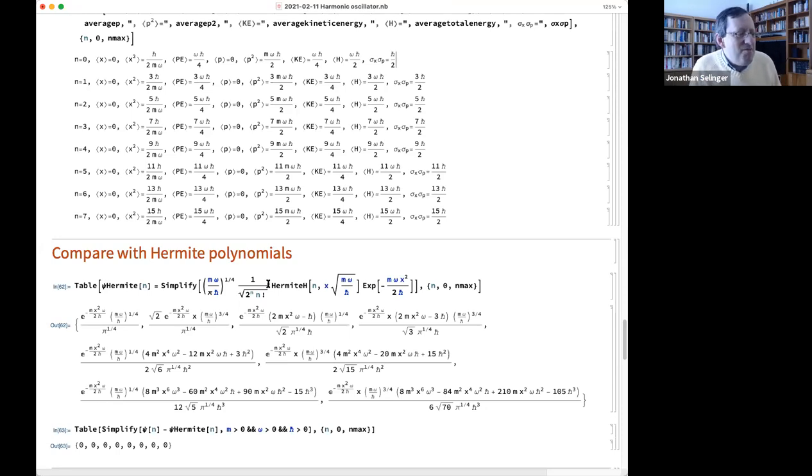But these are Hermite polynomials. The book tells you all about Hermite polynomials. Mathematica actually knows about Hermite polynomials, and so I can tell Mathematica to make a table of Hermite polynomials. And sure enough, those come out to be the same thing as the solutions that we get from applying the A+ operator multiple times.